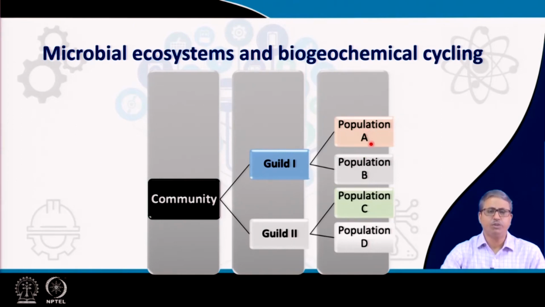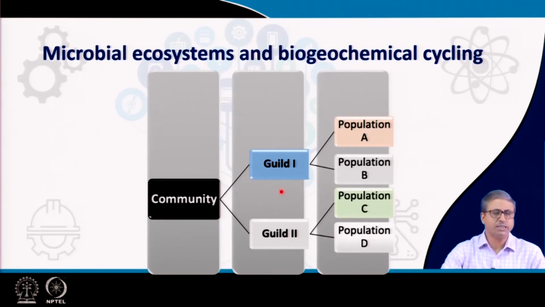A guild is a group of populations that may be more than 2, more than 3, or more than 4. For simplicity, we have considered 2, but it can be any number of populations, though they are definitely distinct populations, and each of these populations has some kind of metabolic relatedness or interconnectedness. So, they share certain metabolic functions, and they perform certain metabolic functions together. This metabolic linkage forms the basis of a guild. In this case, population A and population B form guild 1, and population C and population D form guild 2.